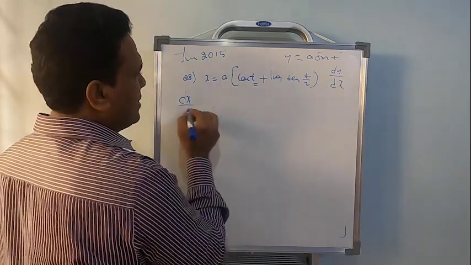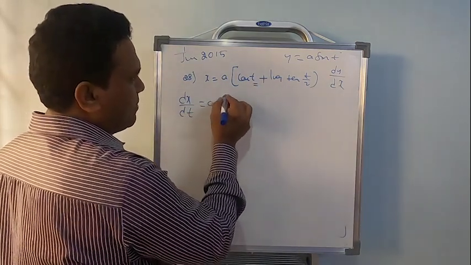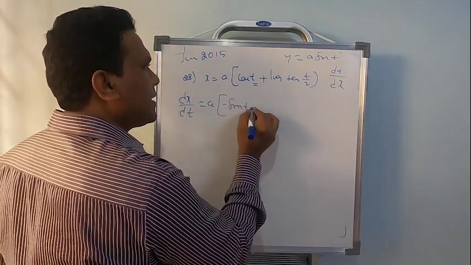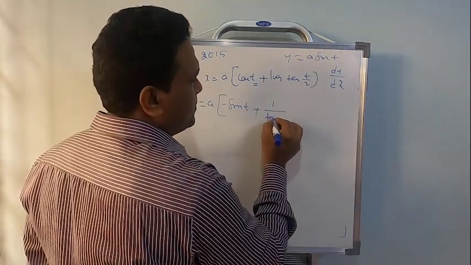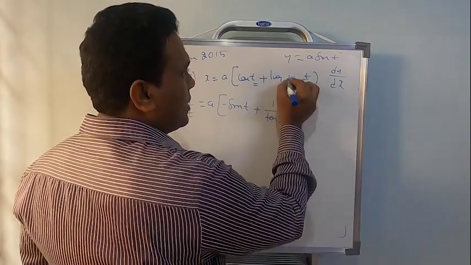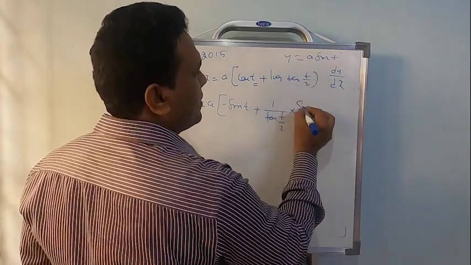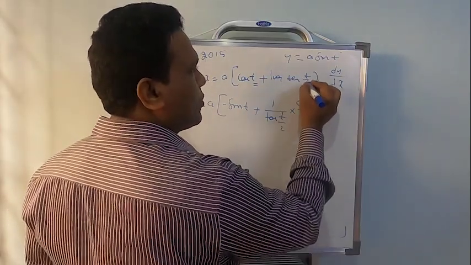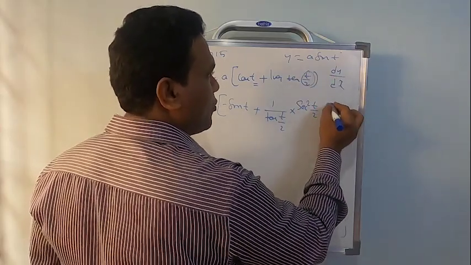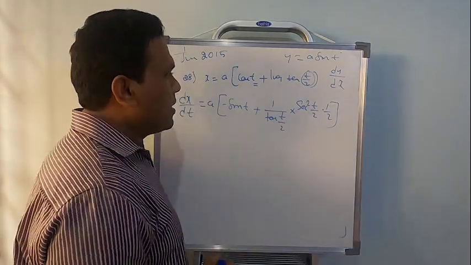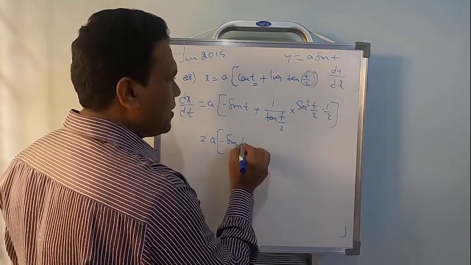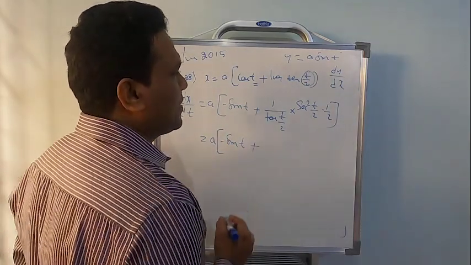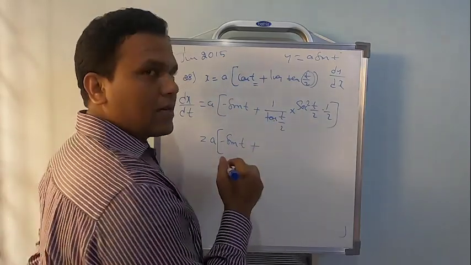So the parameter is t. So dx by dt is a multiplied by minus sin t plus, for log, differentiation of log is 1 by tan t by 2. Differentiation of tan is secant square t by 2. Differentiation of t by 2 will be 1 by 2. Do it step by step. Now I will go for further simplification. A multiplied by minus sin t plus 1 by tan, which is actually cot.